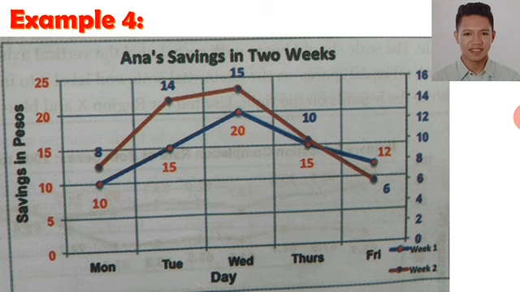The first question is, how much did Anna save in the first week? Just add all the blue digits: 8, 14, 15, 10, and 6. 8 plus 14 is 22, plus 15 is 37, plus 10 is 47, plus 6 is 53. So for the first week, she saved 53 pesos. Next, for the second week, just add 10, 15, 20, 15, and 12. The answer is 72. So Anna saved 72 pesos for the second week.